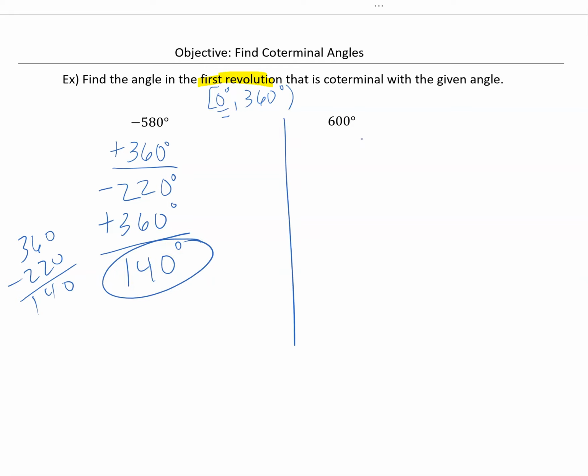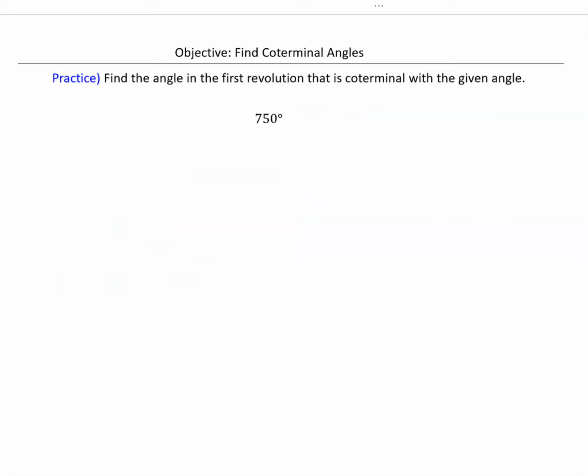For 600 degrees, all I need to do is subtract 360, and you may or may not realize that as you're starting, but this is going to give us 240 degrees, and that is between 0 and 360. So there is our coterminal angle. All right, let's take a look at a practice problem. So pause your video here, give this problem a try.